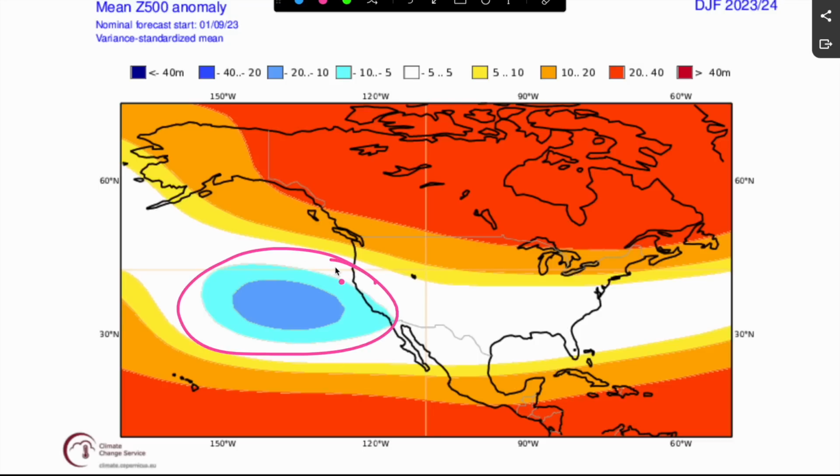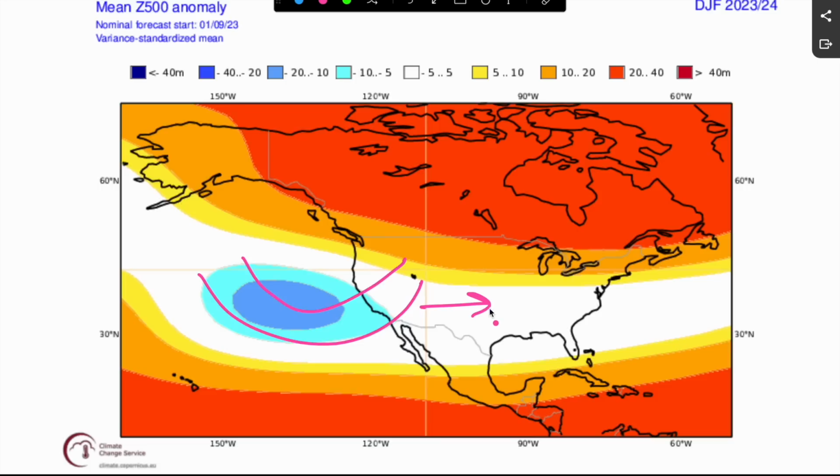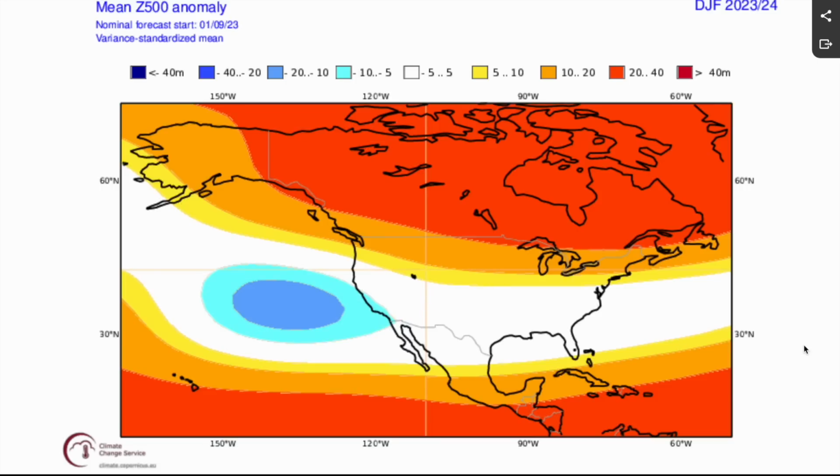U.S. West Coast. Well, since lowered heights are often associated with troughing, this means that we could see a more active jet stream setting up over the western U.S. and eventually taking aim at the central and southern portions of the country. Now remember, this is only one model, but it is interesting to note that this particular model is showing lowered heights developing off the U.S. West Coast, which could mean a slightly more active storm track than expected into the central and southern U.S.